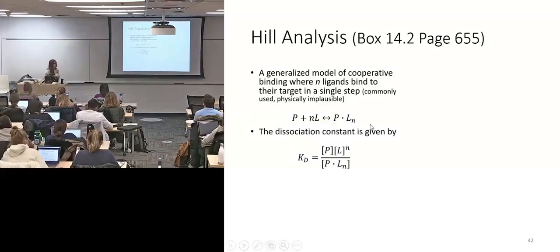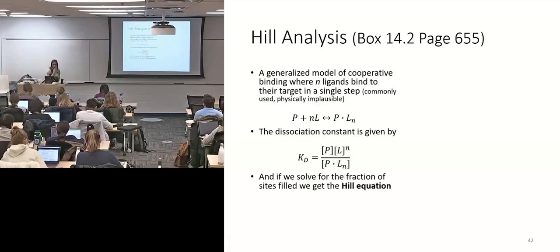The dissociation constant would then, if you treat this like a stoichiometric coefficient, you're going to raise the concentration of the ligand to this n coefficient. So we have free protein, free ligand raised to the n over our complex concentration. And if we solve for the fraction of sites filled, we get something called the Hill equation. So the fraction of sites that will be filled is given by this relationship here.